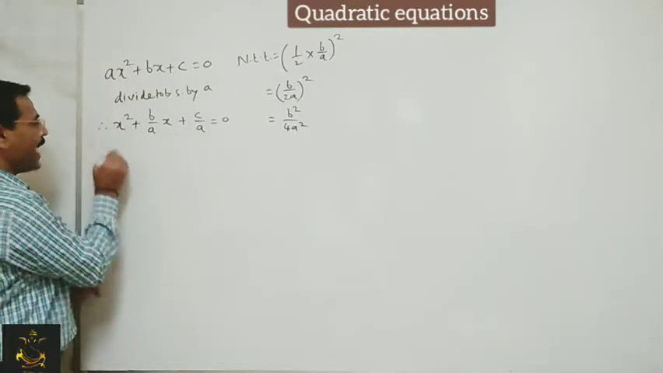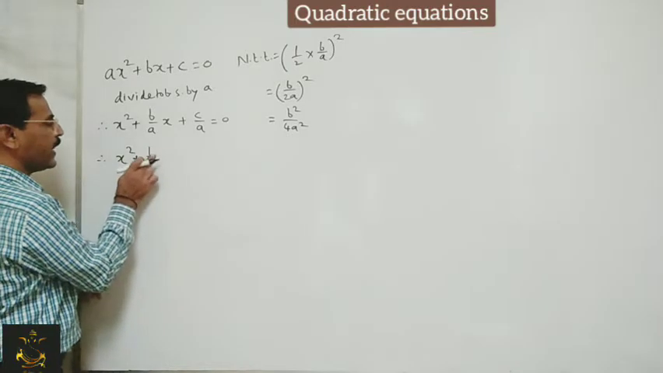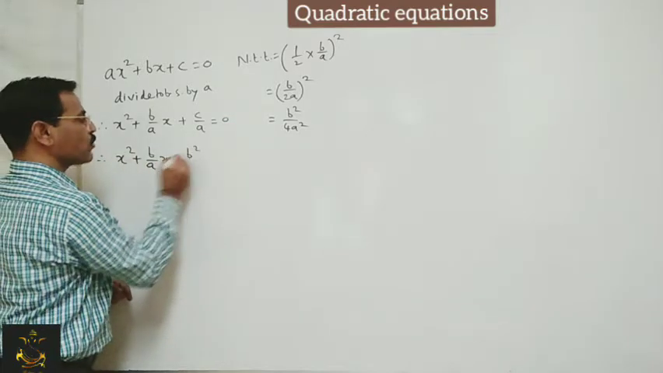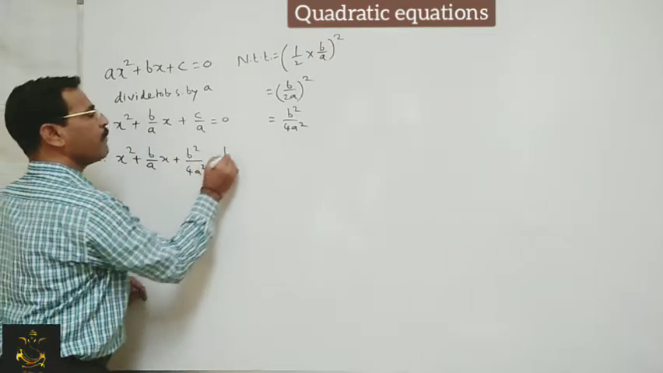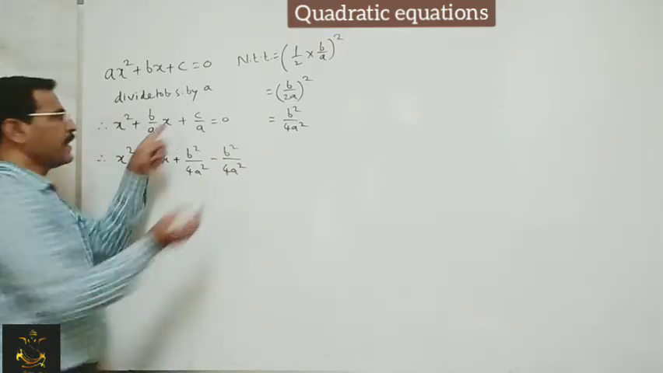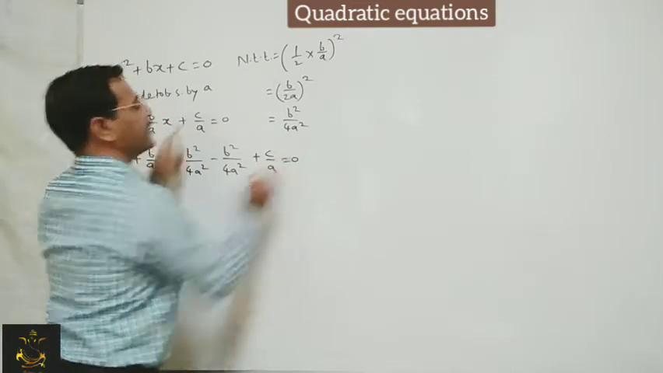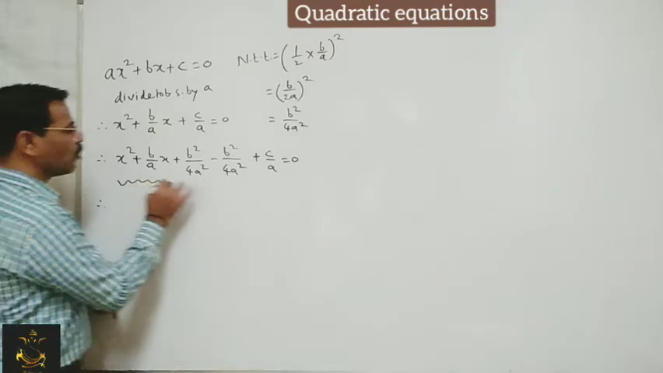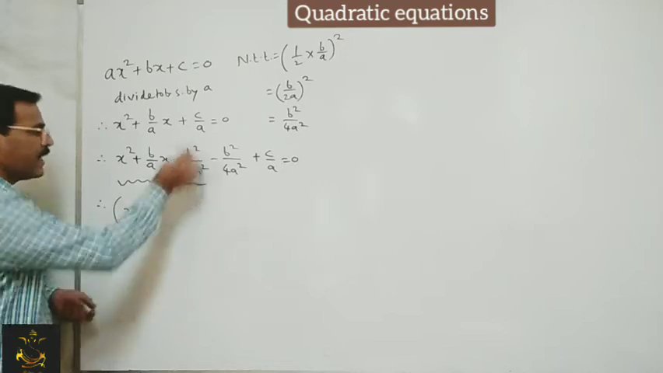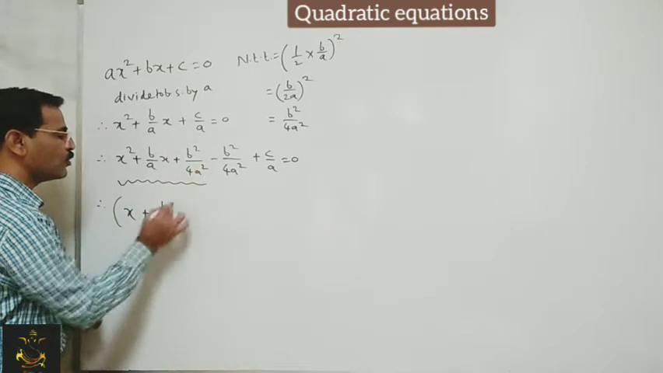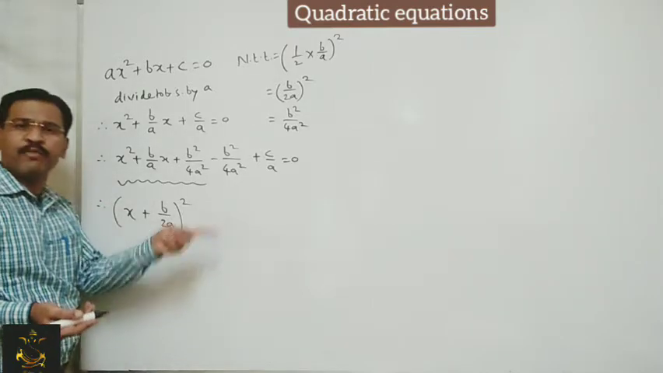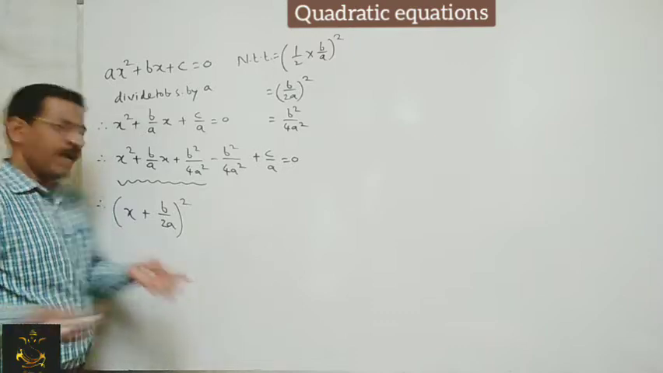Look here, I'll add that one. x square plus b upon a x, and that one plus b square upon 4a square minus b square upon 4a square, as per the usual procedure. One time adding, one time subtracting. Now this third term, keep as it is. Now what about the first three terms? It is a perfect square of x, the middle sign, and the root of the third one, which is b upon 2a, bracket square. If you want to check, you can. It is in the form of a plus b bracket square. We know a square plus 2ab plus b square, and we will get the same thing.